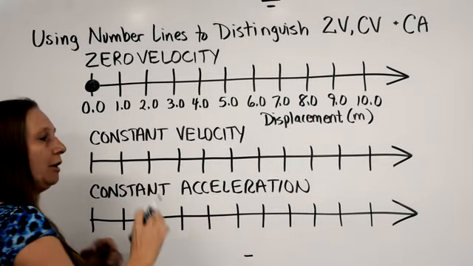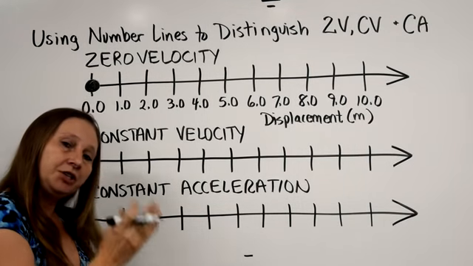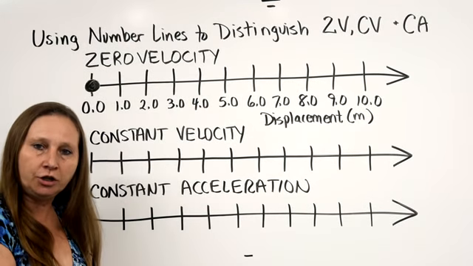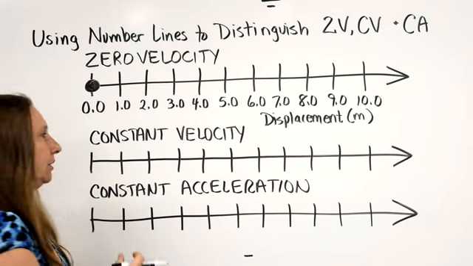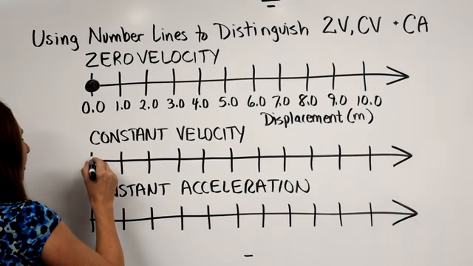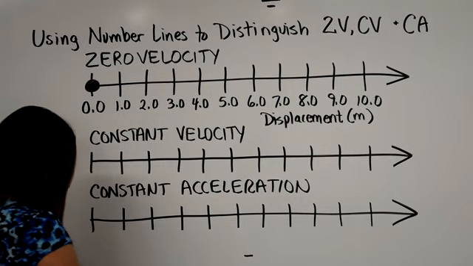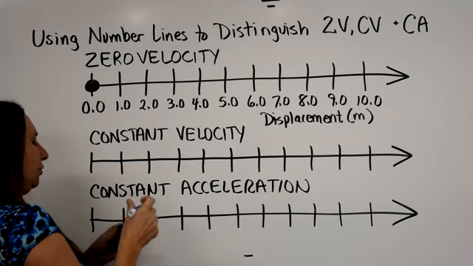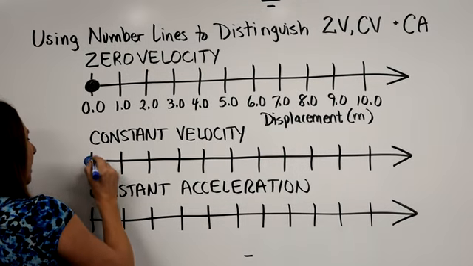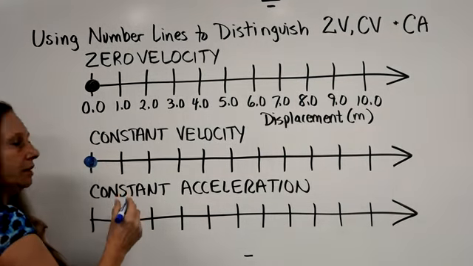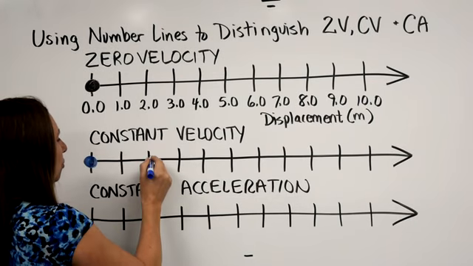Now, what about a constant velocity? The same exact change in position or displacement every second. We'll start the person here. All right, let's do this person actually in blue. So this person starts here at 0. And after 1 second, the person is now at 2 meters.